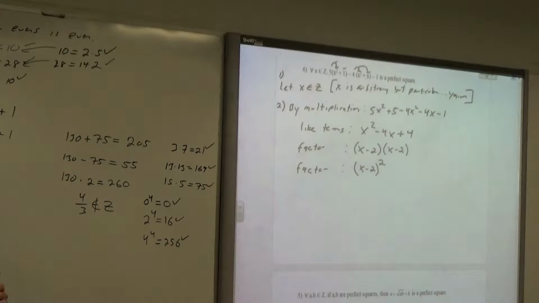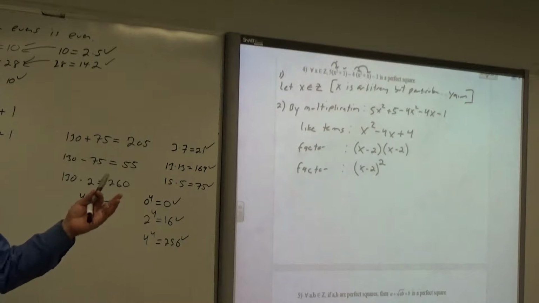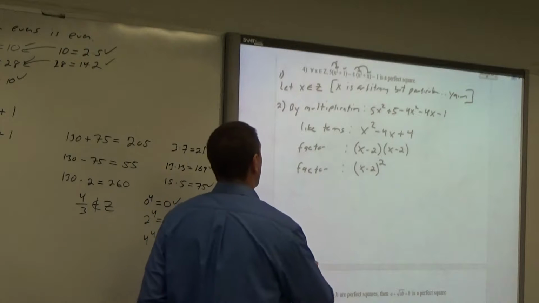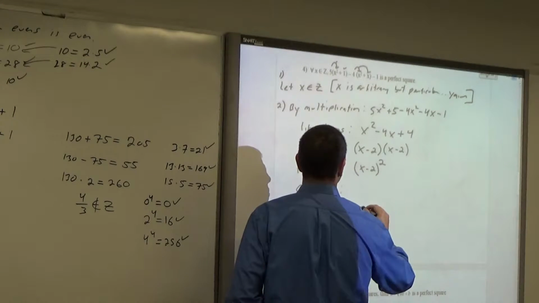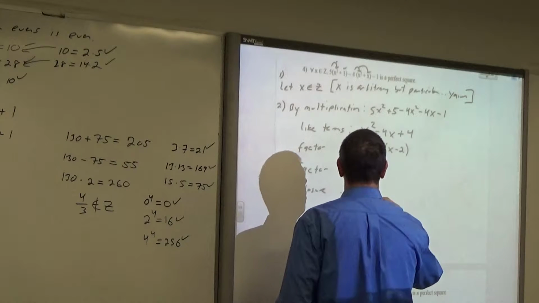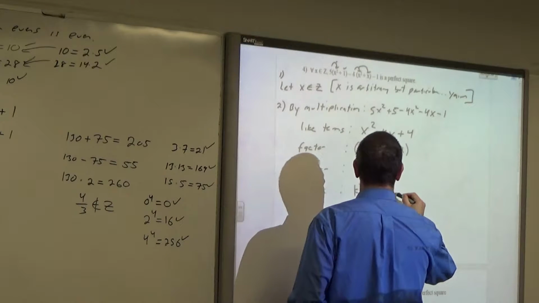What do we know about x minus 2, guys? It's an integer, right? Let's call it k if you want to. So by closure, this becomes k squared, and of course, k is an integer.